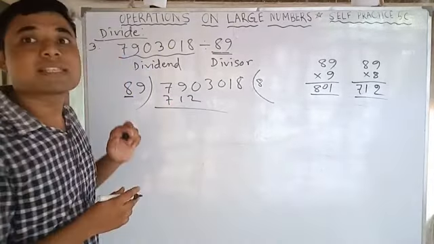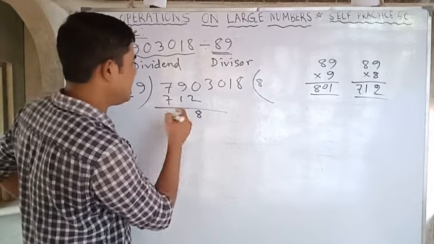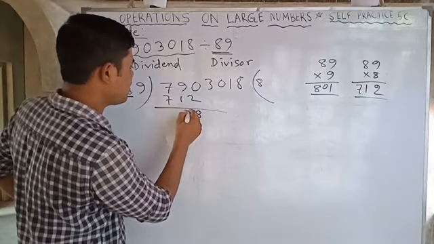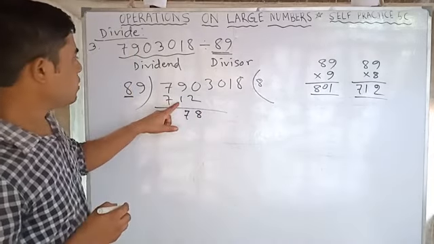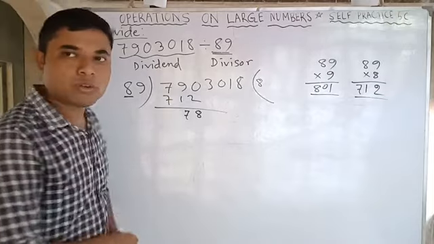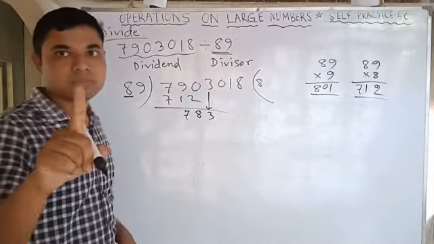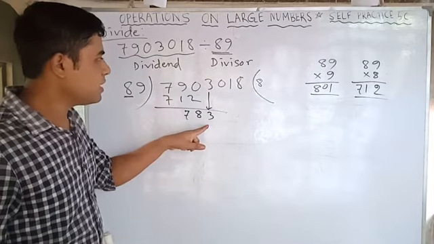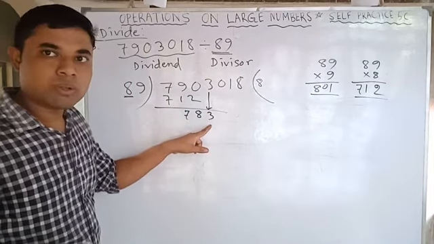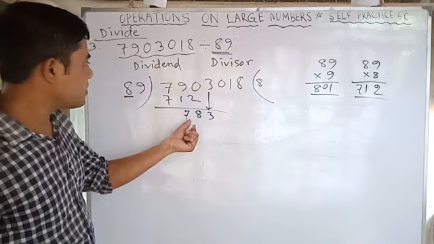Let's do the subtraction. So it is 8 and it is also 7. Okay, 2, it is also 7. Now what will we do after subtraction? Just take down one digit. That is the 3. Okay, the next digit, you take down 3. Now the number becomes 783.